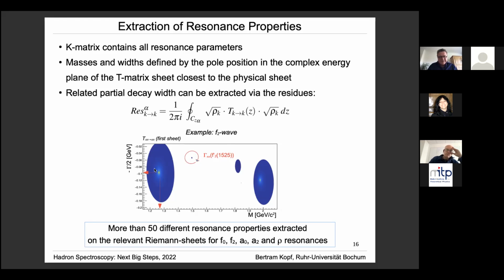Here, for example, this is the f2(1270). By projecting the pole position to the x-axis, one can extract the mass. By projecting it to the y-axis, one can extract the total width. But in addition, it is also possible to extract the partial widths by extracting the residues around the poles. With this method, it was possible to extract more than 50 different resonance properties for the individual resonances here, f0, f2, a0, a2, and ρ.